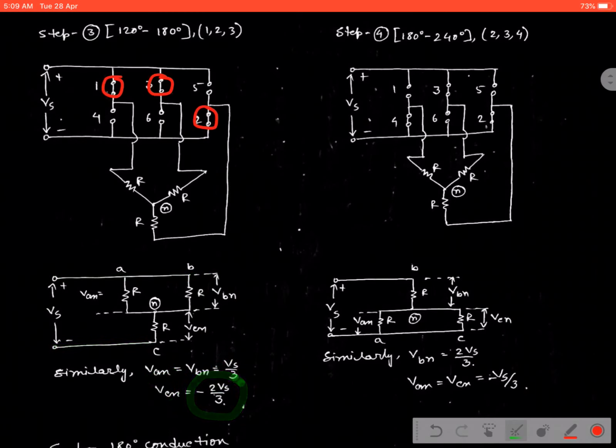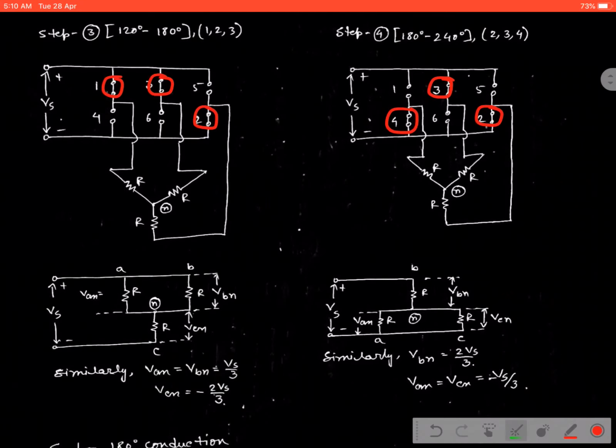Okay, and the next mode operation will start from 180 degree to 240 degree. In this particular case, as far as the switching sequence is concerned, the switches 2, 3 and 4 will be turned on. That means the switch 2, the switch 3 and the switch 4 remain in on state. For this purpose, again this is the equivalent circuit diagram.